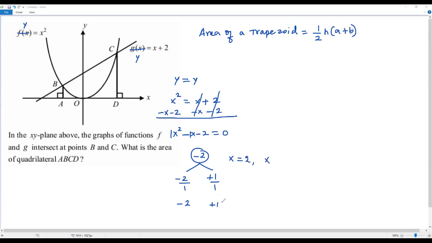Now to get the second value of x, I have to change the sign of this factor. It's positive. When I change the sign, it is negative, so that is negative 1. Okay, now I got the two values of x. One is x equals 2 and the other one is x equals negative 1.